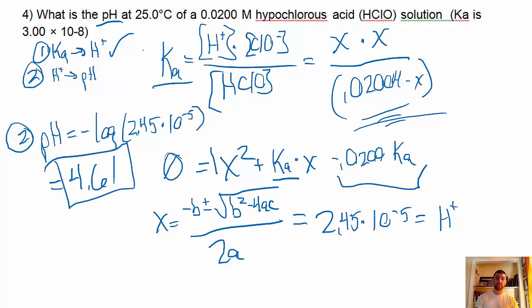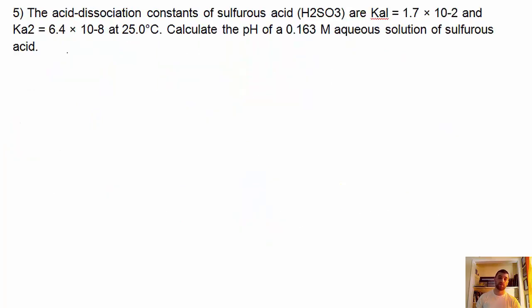So to review here, we had to use Ka to solve for X, the H plus concentration, using the quadratic equation, and then the second step, the easy step to forget, is to plug in and get the final answer. Bada bing, bada boom. All right, 5.